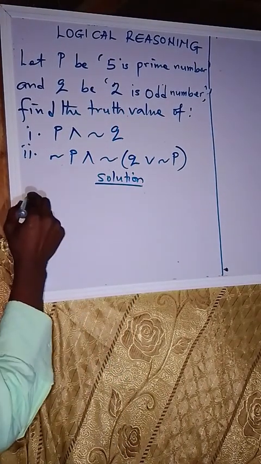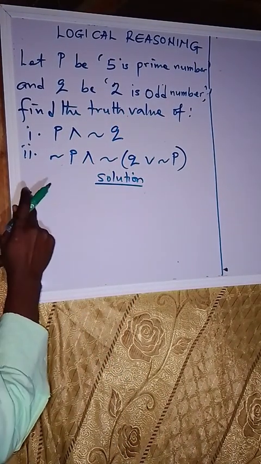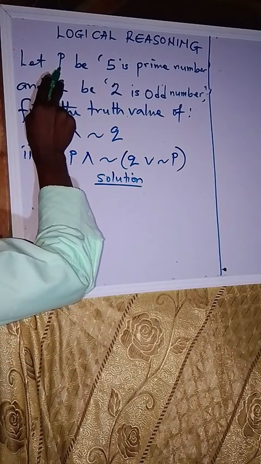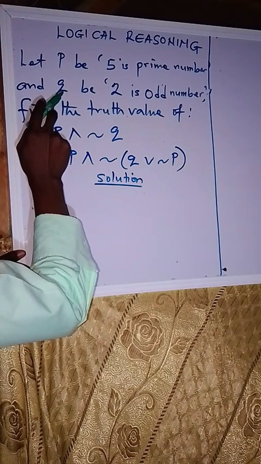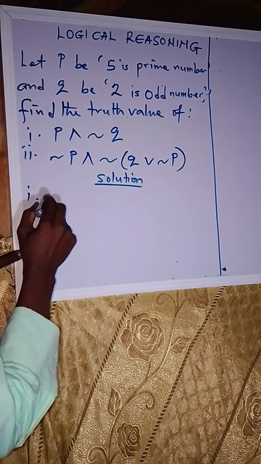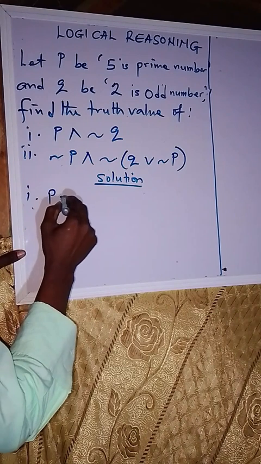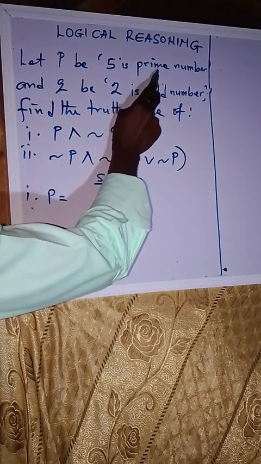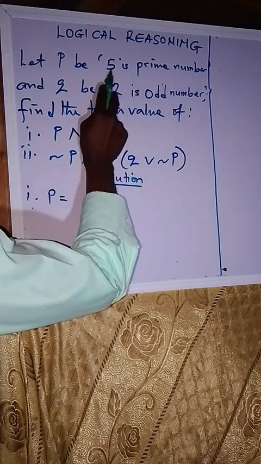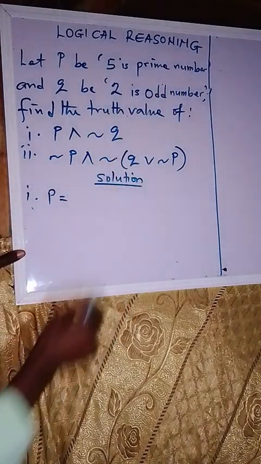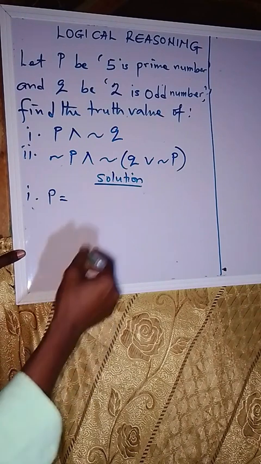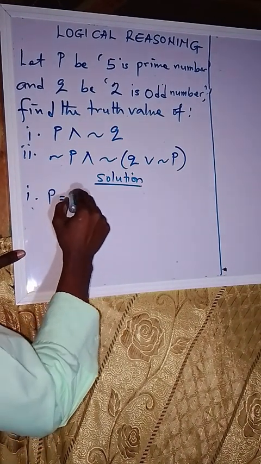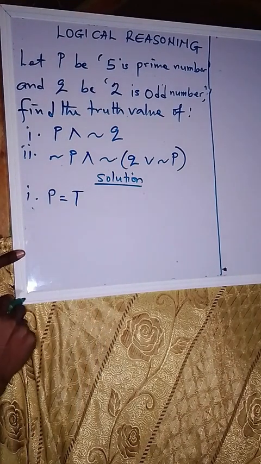Now, to do the first one, we need to get the truth value of P and the truth value of Q. So now, what is the truth value of P? 5 is a prime number. It is true that 5 is a prime number. So I will write true. That's the truth value for that.